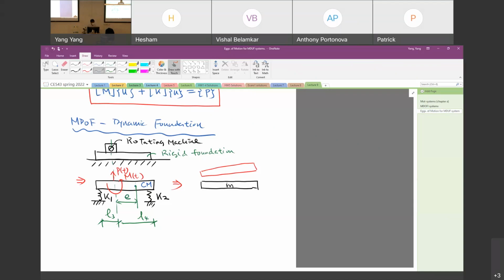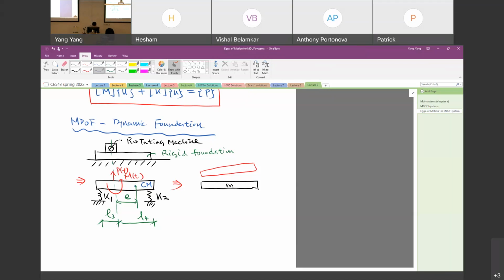In some schools, there is a course called soil dynamics, earthquake engineering. So geotechnical engineering has its own dynamic analysis part. Sometimes structural engineers also need to do some dynamic analysis on foundations. So this is one of the cases where you have dynamic foundation issues.